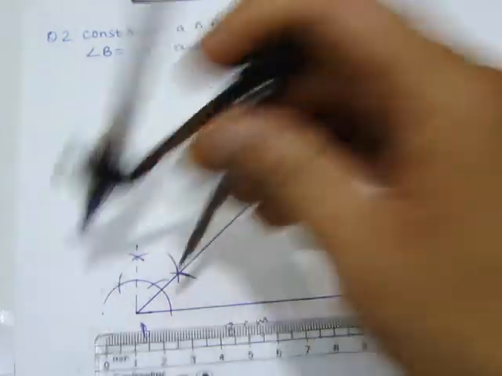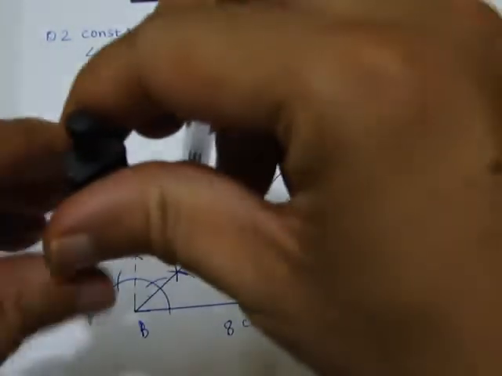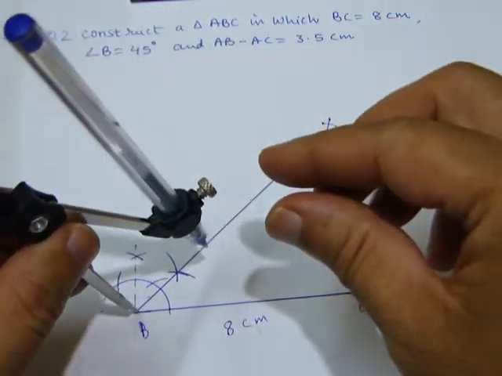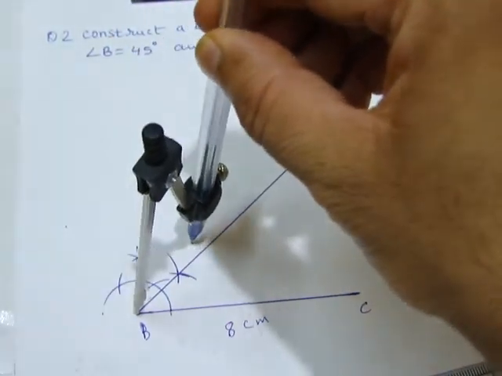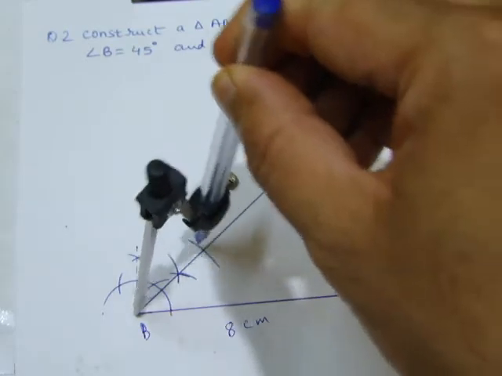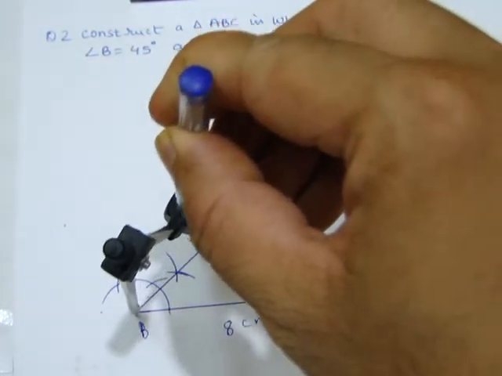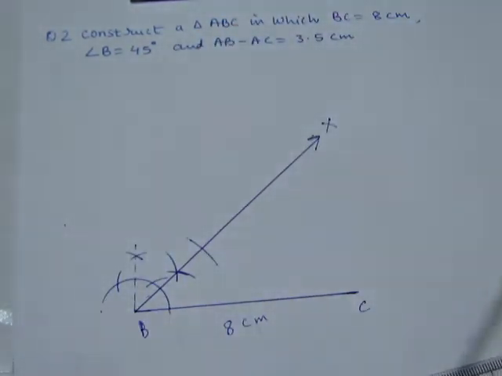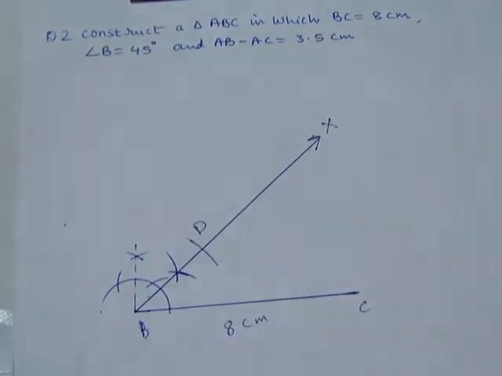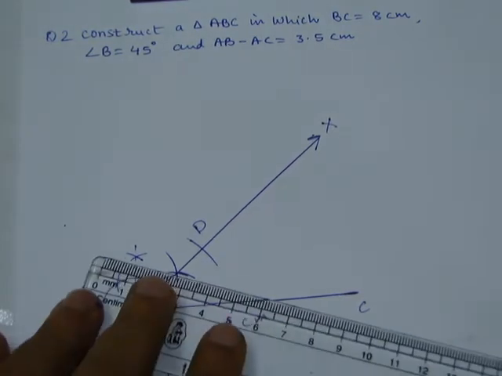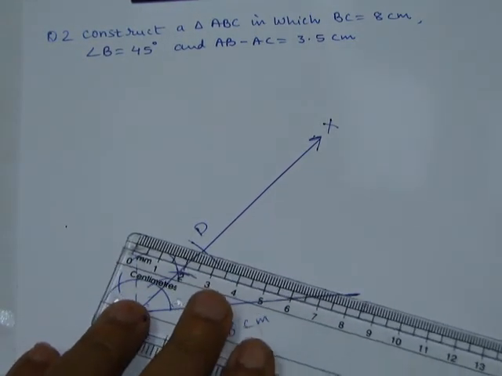This is 3.5. Now I'll put the compass at the point B and cut the arc. This is 3.5 centimeter. I'll name this point as point D. So BD is 3.5 centimeter. Now we'll join D and C with the scale.